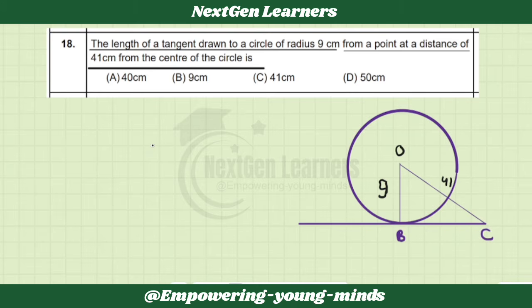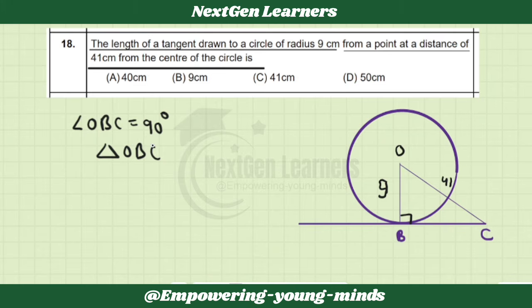So by a theorem we know that a line drawn from the center to a tangent is perpendicular to that tangent, and if the lines are perpendicular, so angle OBC should be equal to 90 degrees. This angle basically is a right angle, and if the angle is a right angle, so triangle OBC should be a right angle triangle. And if right angle triangle, we use Pythagoras theorem.